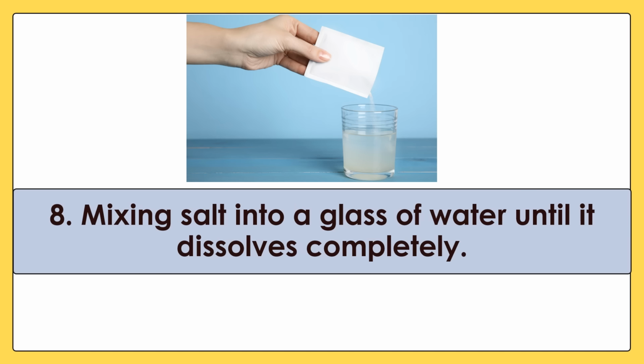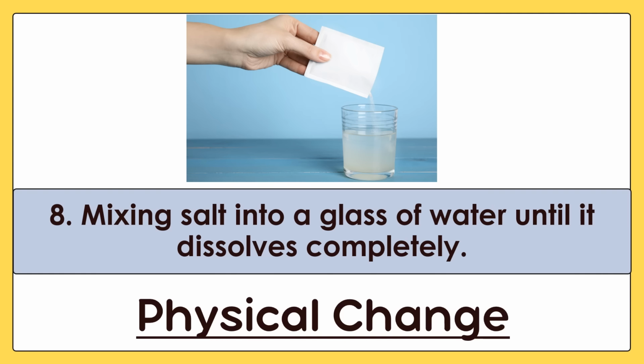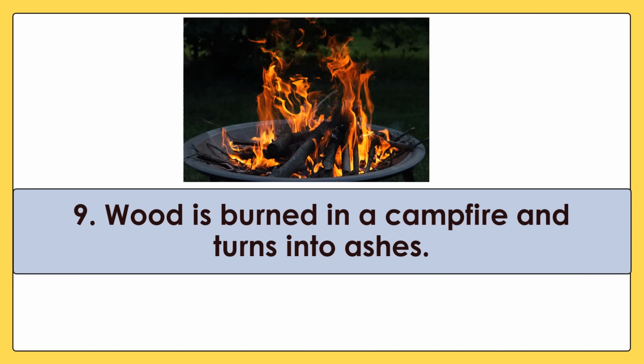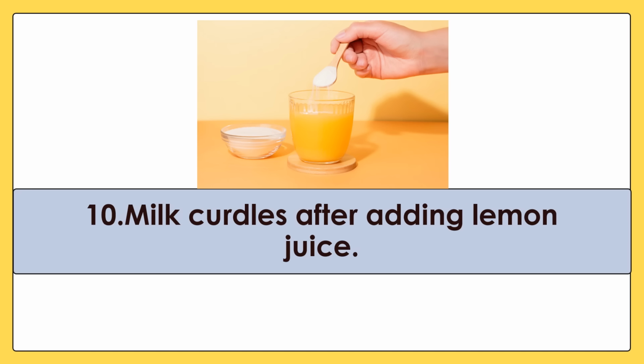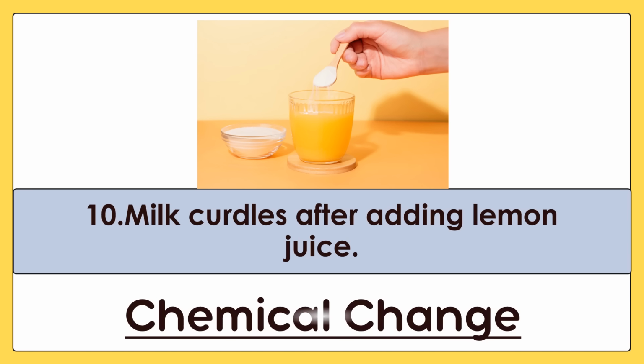Number 8, mixing salt into a glass of water until it dissolves completely. Is this physical or chemical change? The correct answer is physical change. Number 9, wood is burned in the campfire and turns into ashes. Is this physical or chemical change? The correct answer is chemical change. Number 10, milk curdles after adding lemon juice. Is this physical or chemical change? The correct answer is chemical change.